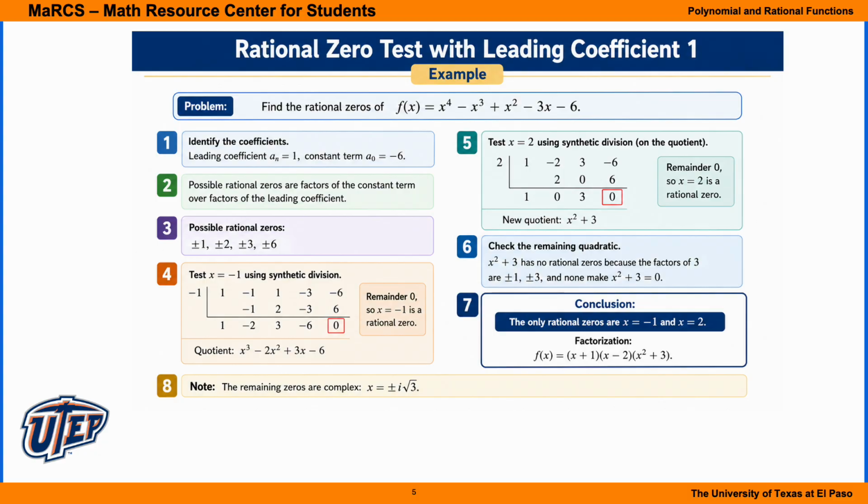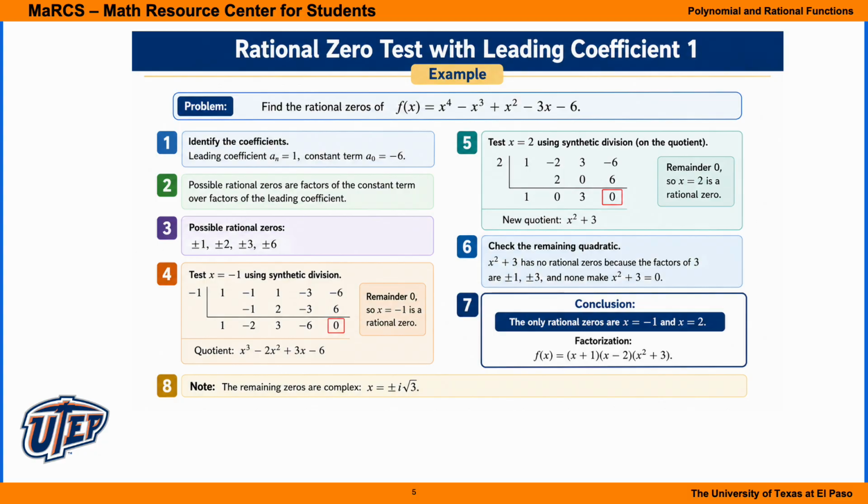Now we repeat the process, but this time with x is equal to 2, and we'll be using synthetic division. And this will be done on the quotient that we just attained. So we put our coefficients, 1 from the x cubed, negative 2 from the x squared, 3 from the 3x, and negative 6, our constant term. And then 2 on the outside since we were testing x is equal to 2.